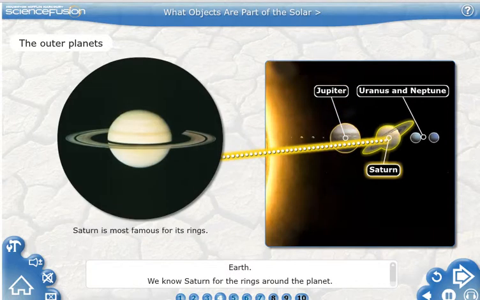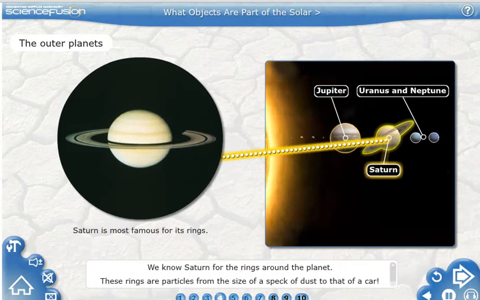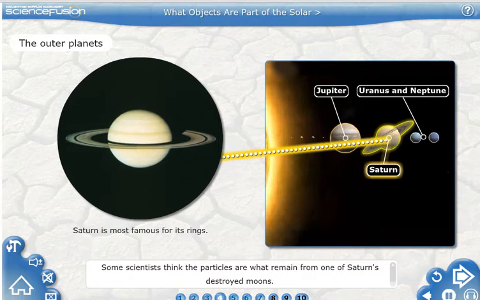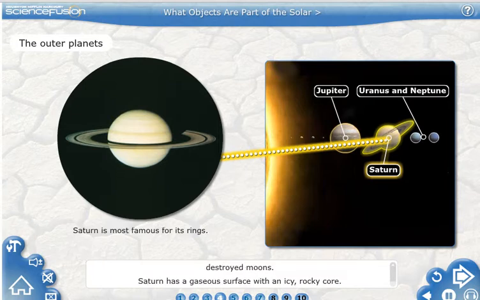We know Saturn for the rings around the planet. These rings are particles from the size of a speck of dust to that of a car. Some scientists think the particles are what remain from one of Saturn's destroyed moons. Saturn has a gaseous surface with an icy, rocky core.